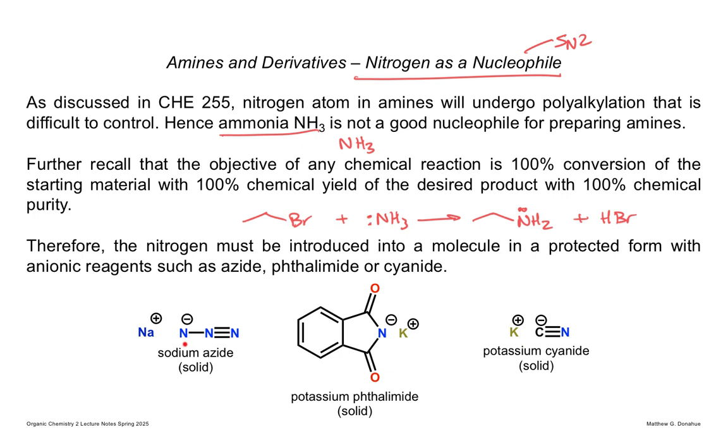So the thing with all of these reagents here, the sodium azide, potassium phthalimide, and the cyanide, you're masking that lone pair, meaning there's not another lone pair to overalkylate.